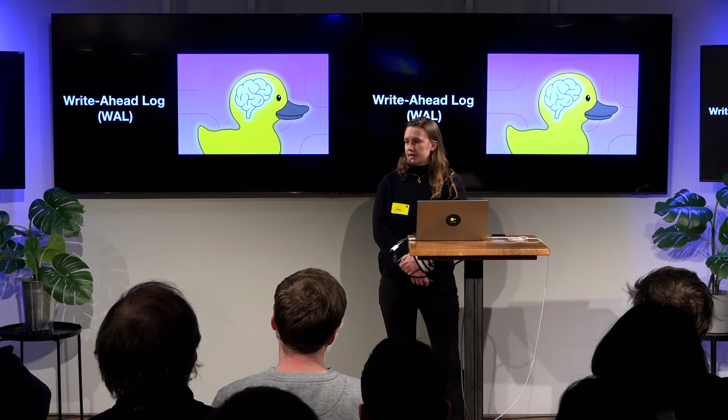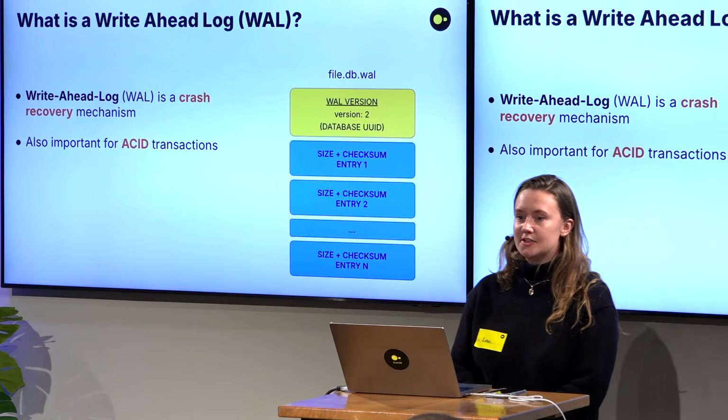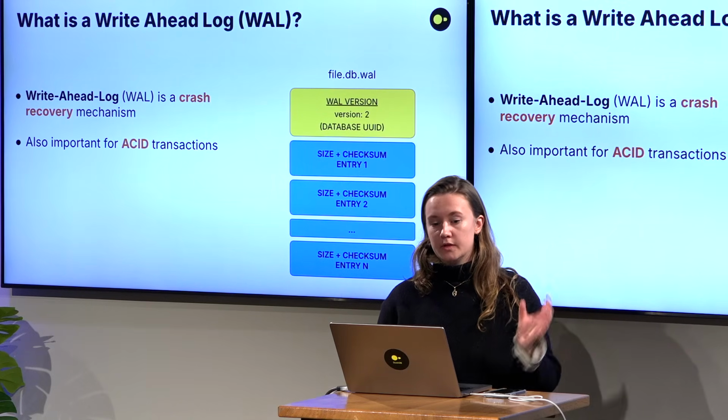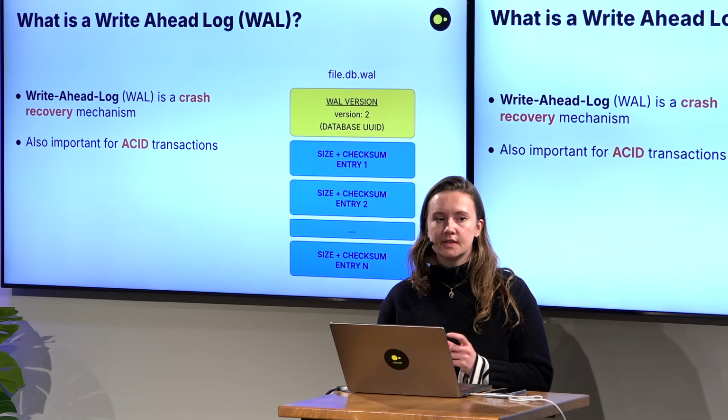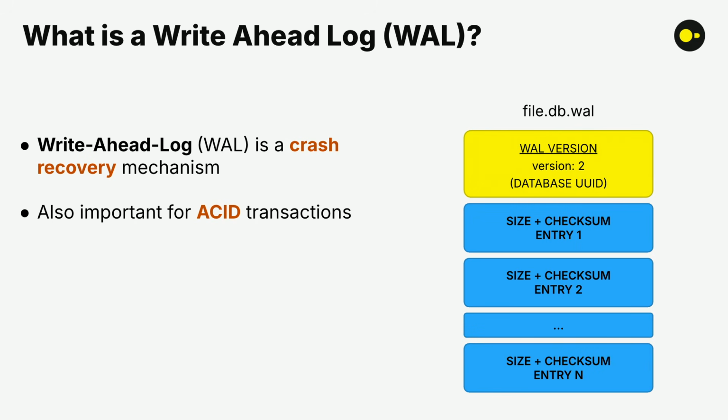And now going to the write-ahead log. I'm not completely sure if everybody knows what it is, so I will go quickly over it. A write-ahead log basically is an append-only file. And whenever you make a change to the database, this change will first be written to the WAL, before it actually gets propagated into the main database file. So the WAL is basically used as a crash recovery mechanism.